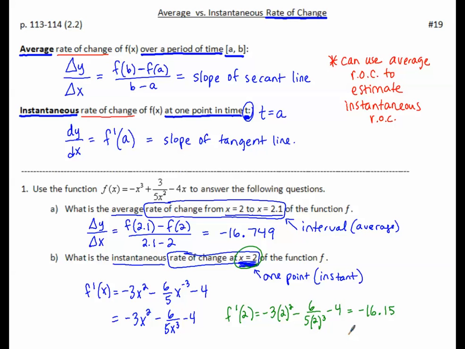So again, notice the difference: giving an interval, you find an average; giving one point in time, and you're finding the rate at an instant, that is always the derivative.